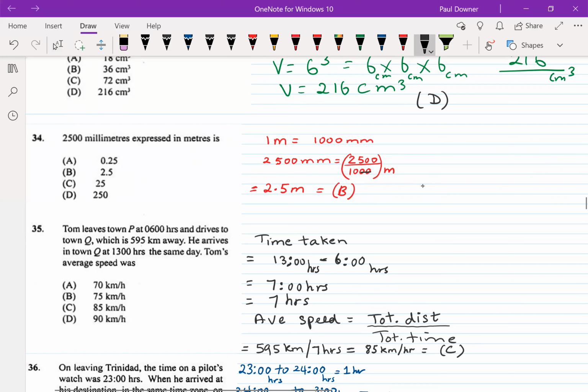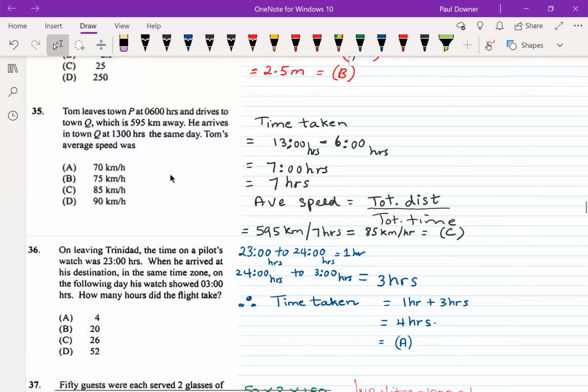Cross 2 zeros, 2 zeros. And then if I am dividing by 10 below, cross a 0 here, and dividing by 10 on top means move the point 1 place to the left, right? So I'm going to end up with 2.5. So 2,500 millimeters really is 2.5 meters, which was answer B. 35.